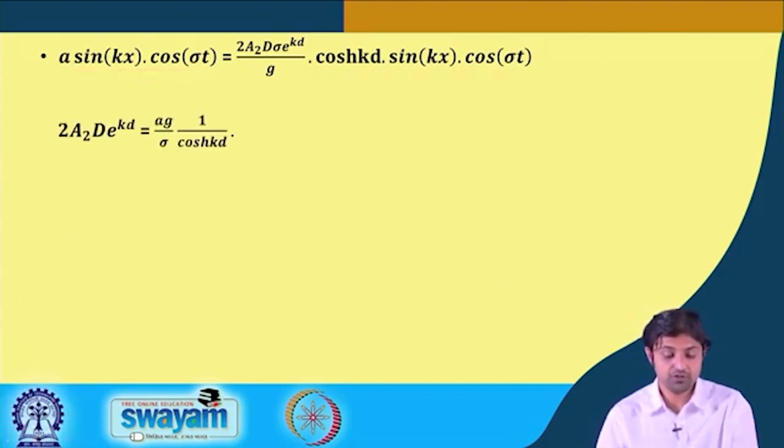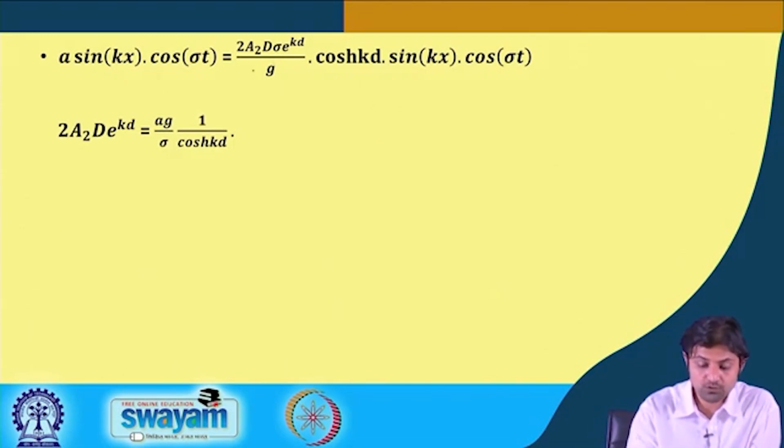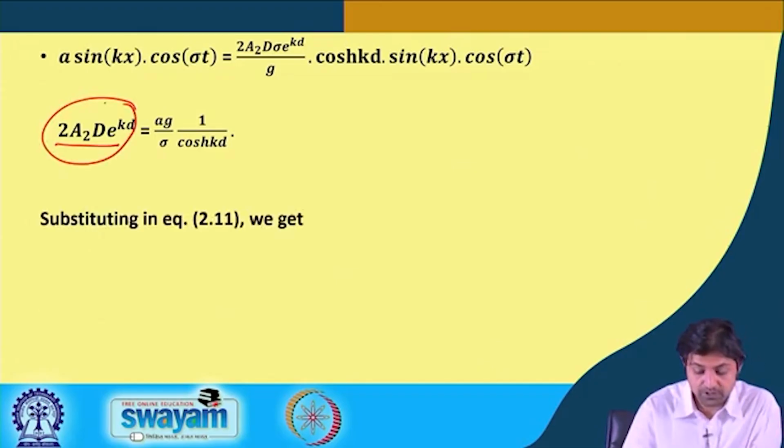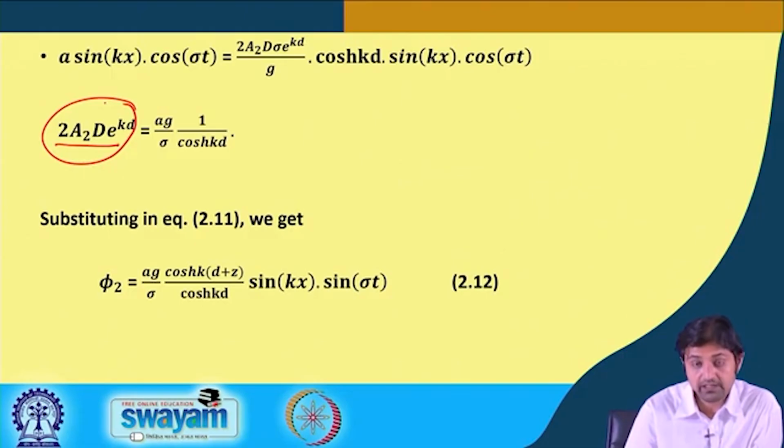And after solving for this, we get 2a2 d e to the power k d as ag by sigma into 1 by cos h k d. And if we substitute these values into our original phi 2, we get phi 2 is equal to ag by sigma cos h k d plus z cos h k d into sin kx into sin sigma t.